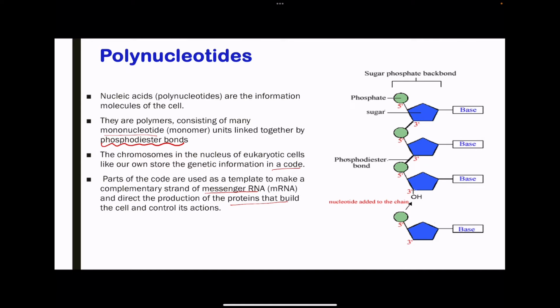But we have this polynucleotide. We see the phosphodiester bond. We can see that's one example.